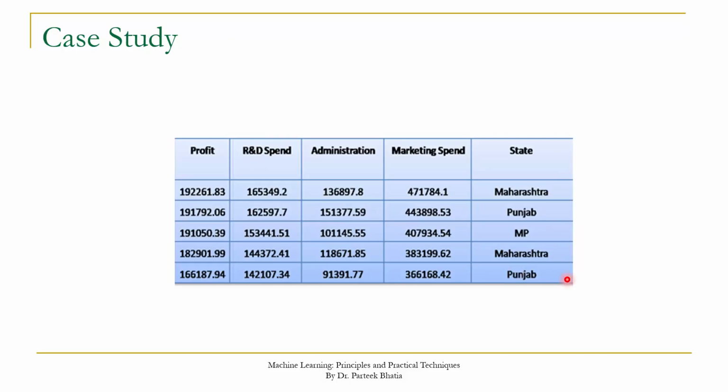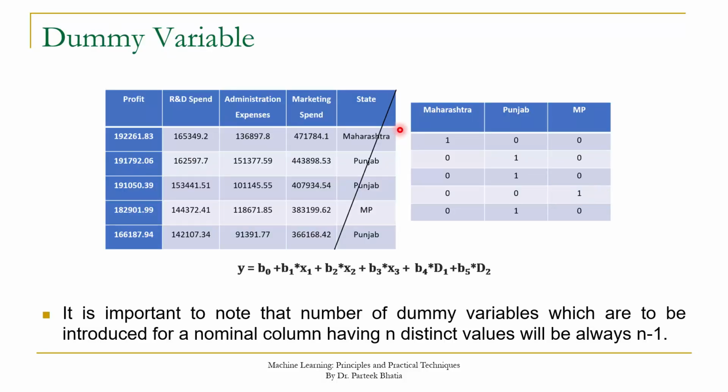Here in state we have three unique values. One is Maharashtra, another is Punjab, third one is MP. So one solution, we can assign the code like 0, 1, 2, but that is not a good solution because the state having code value 2 will get more credit as compared to the state with code value 0. So instead of that, we will again use dummy variables. In this case, we have to create three dummy variables for state like Maharashtra, Punjab and MP.